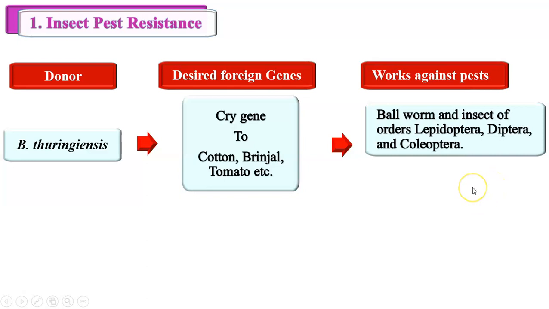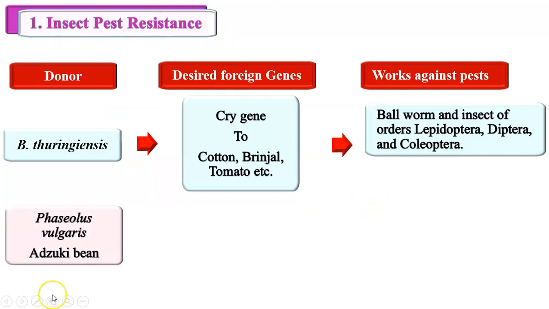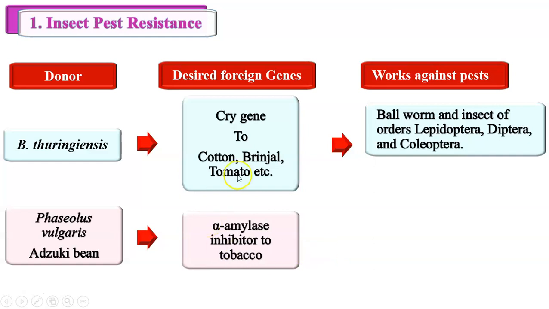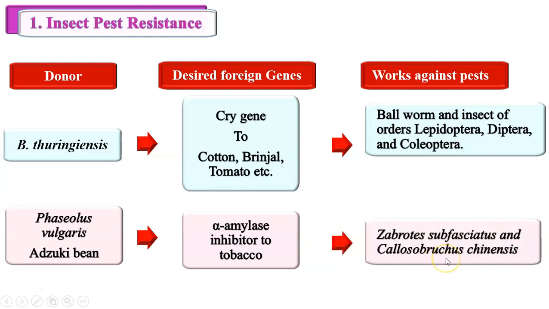Coleoptera. Another example of creation of such an insect pest resistant variety is where the gene is taken from Phaseolus vulgaris or Adzuki bean, and that gene is the alpha amylase inhibitor gene. It is especially used in tobacco plant, and then this plant, once it gets formed, becomes pest resistant against pests such as these.